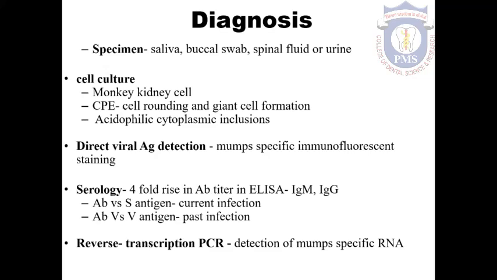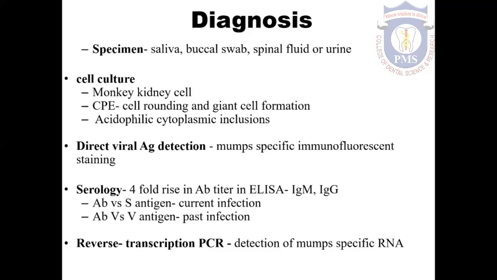Diagnosis. The buccal or oral swab are used as specimens. Also, most other ideal specimens include saliva, CSF, urine, seminal fluid, and rarely blood. Direct viral antigen detection can be done by using mumps-specific immunofluorescence staining of clinical specimen. Virus isolation by monkey kidney cells are preferred cell lines. Specimens should be inoculated immediately.